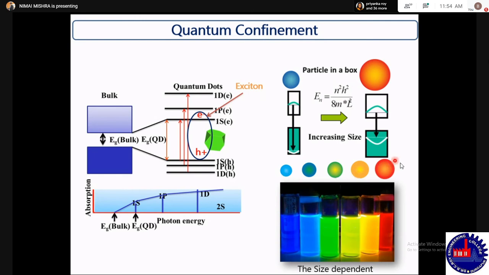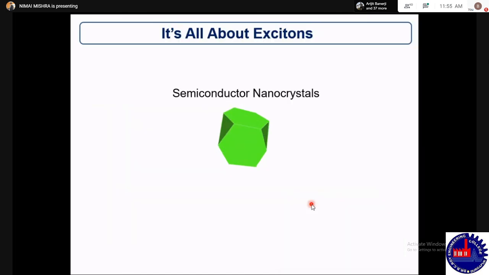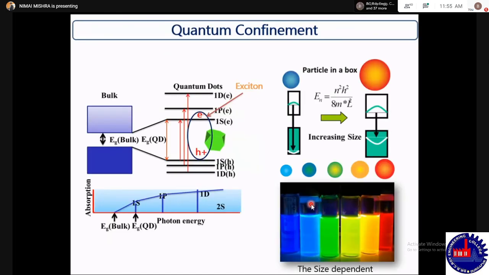If you have a bigger nanoparticle, the band gap decreases. If you have a small nanoparticle, the band gap increases. That means a small particle gives blue, and a bigger particle gives red. So if we can tune the size of the nanoparticle, we can get different colors. Understood? That's the beauty of nanoscale material: you can tune the color, and we can use this material for display applications. So we have understood all those things.